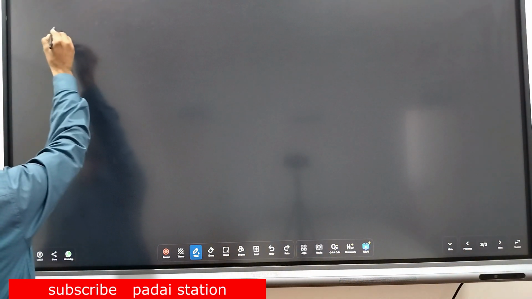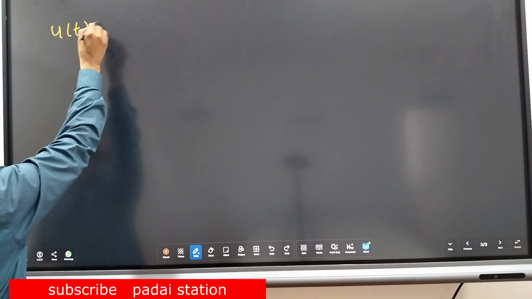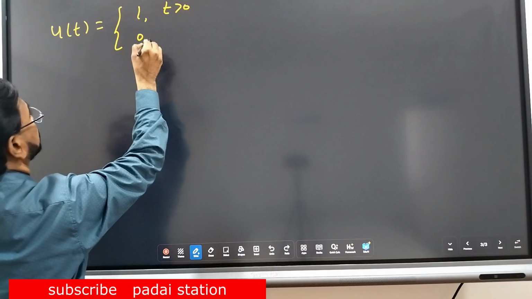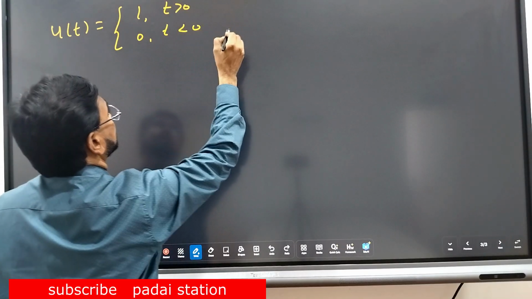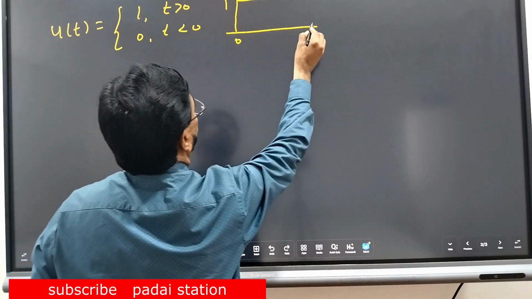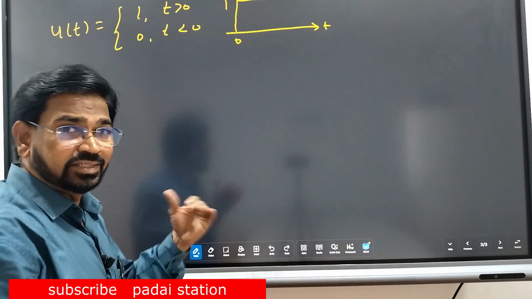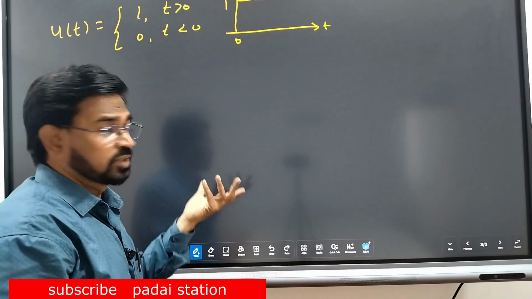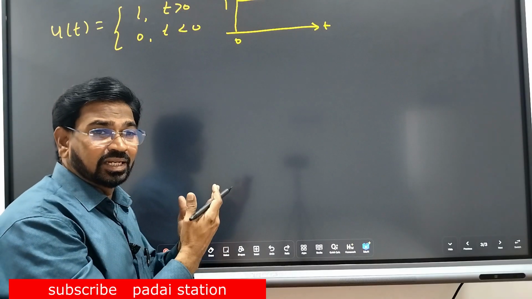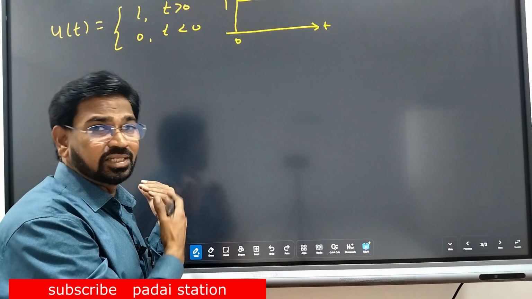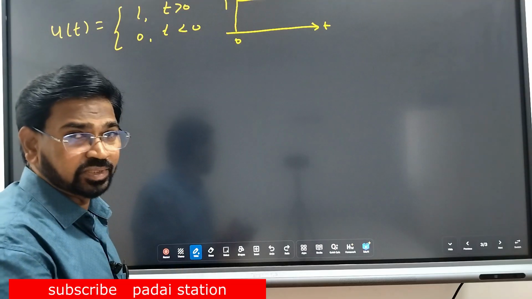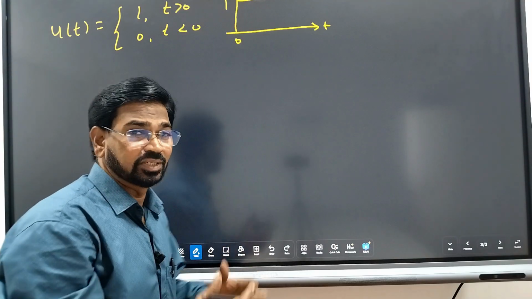Okay, u of t start, we have u of t equal to 1 for t greater than 0 and 0 for t less than 0. Okay, so this is our u of t. If you multiply any signal by the unit step function, this process truncates the signal part for t less than 0. जो भी t less than 0 part है x of t का, वो truncate हो जाएगा. The signal will start at t equal to 0.